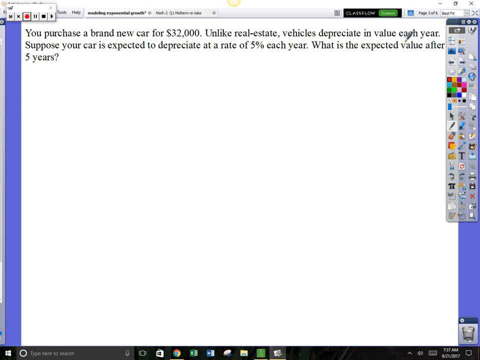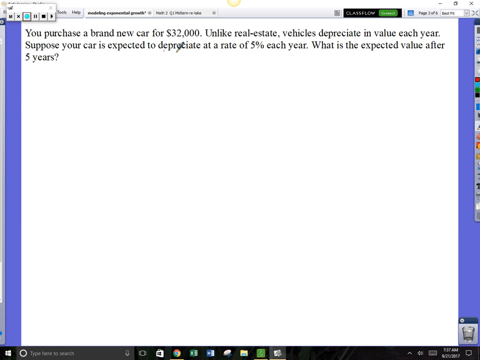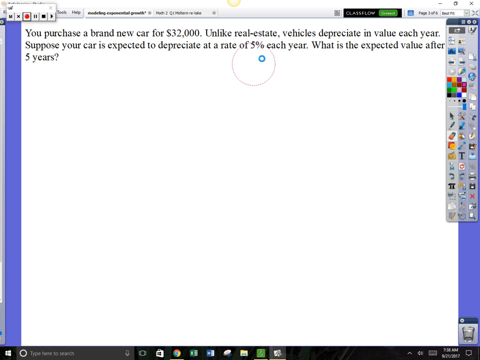Okay, let's do one more of these. You purchase a brand new car for 32 grand. Unlike real estate, vehicles depreciate in value each year, so they're a bad investment. Suppose your car is expected to depreciate 5% each year, which is kind of low. They depreciate more than 5%. What is the expected value after 5 years?